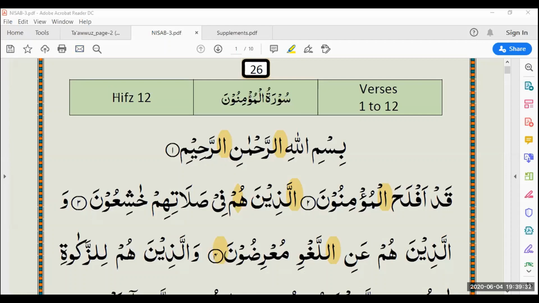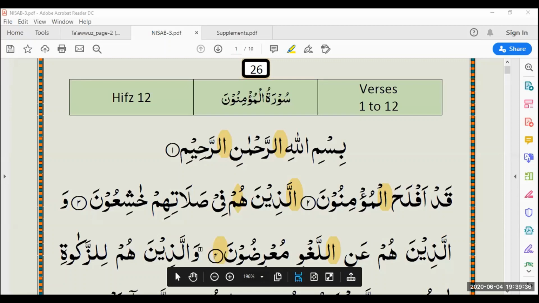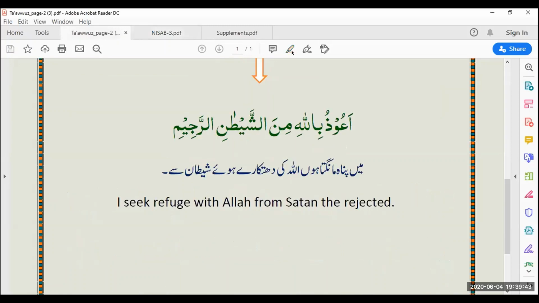Okay, would you please like to start with Dawud and Tasmiyah and read up to verse number 4? You can see here. And we're going to do Surah Al-Mu'minun. So let's start from Dawud. Okay.